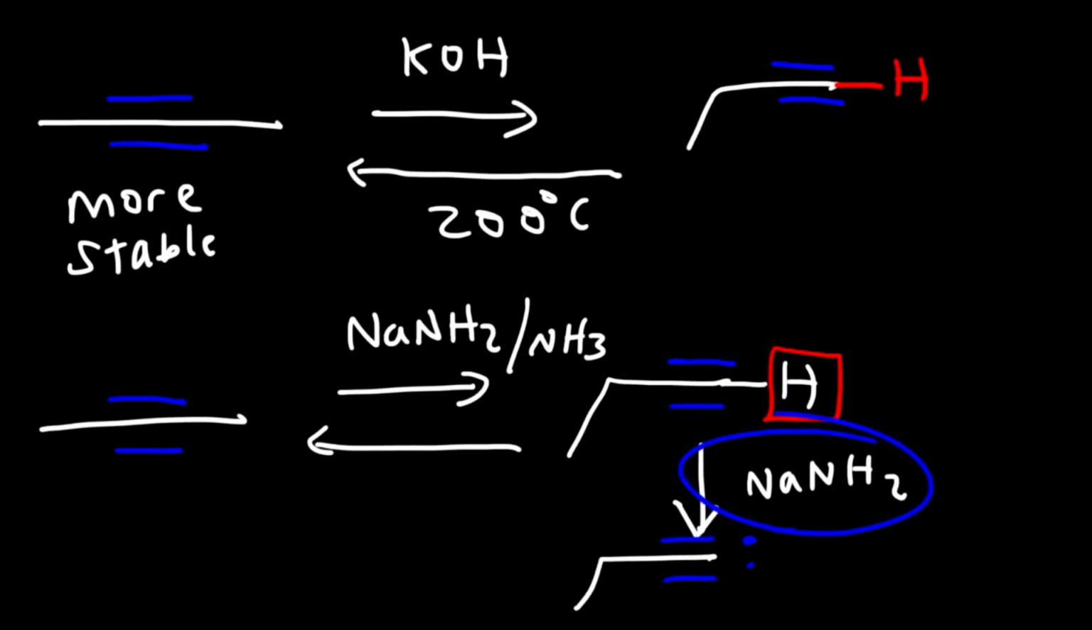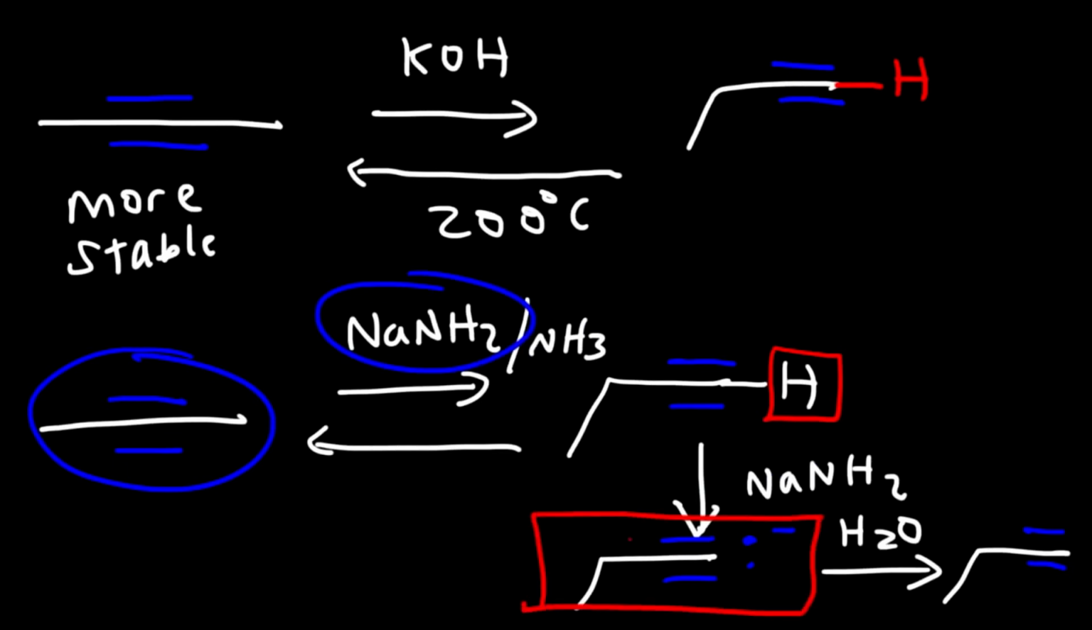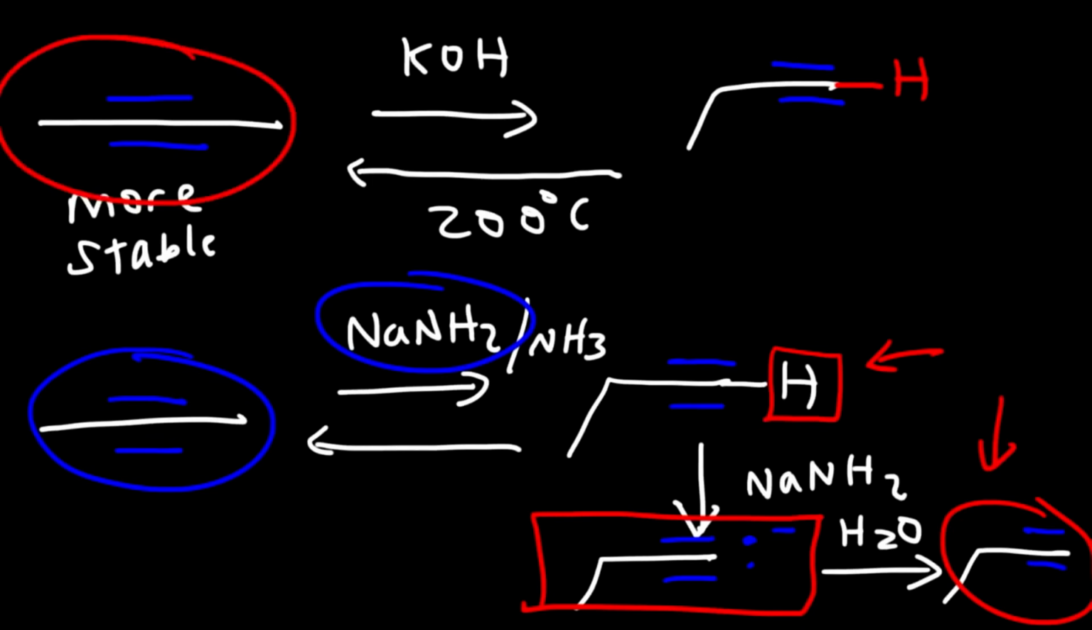And this step is not reversible. So as soon as this forms, it doesn't go back into this form. And so that's why we can get this thing out of the solution once we add water, thus stopping the reaction. So regardless of which base you use, these two can interconvert. But when you use this base, sodium amide, you're going to get the alkynide ion, and it's no longer reversible at this point, giving us the terminal alkyne. KOH can't take off this hydrogen, and so that's why KOH will not make this product. KOH will preferentially form the internal alkyne.